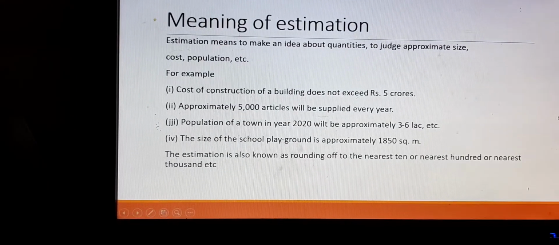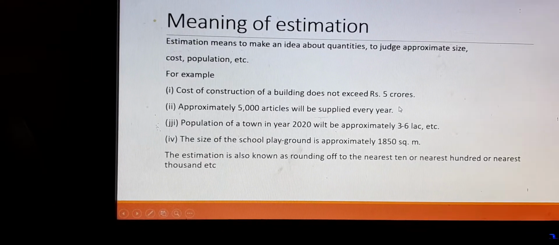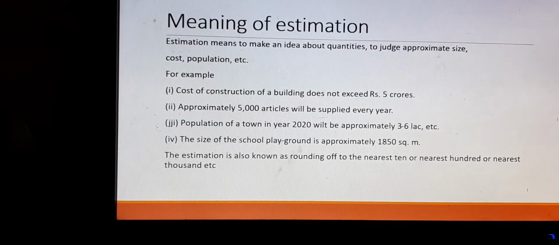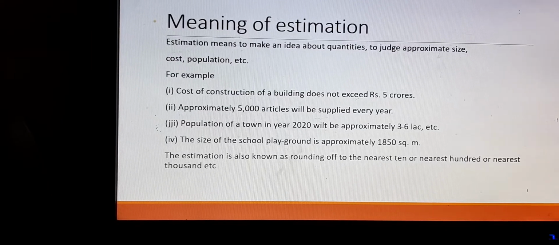Estimation means to make an idea about quantities, to judge approximate size, cost, population, etc. For example, the cost of construction of a building does not exceed 5 crores. That is, we are giving an estimate that it can be 5 crores. The cost of a building can be around 5 crores. Or approximately 5,000 articles will be supplied every year. The population of a town in a year will be approximately 3 to 6 lakhs. The size of a school playground is approximately 1850 square meters. So these are all estimation.